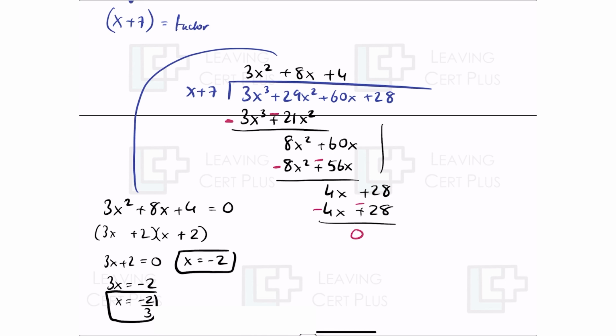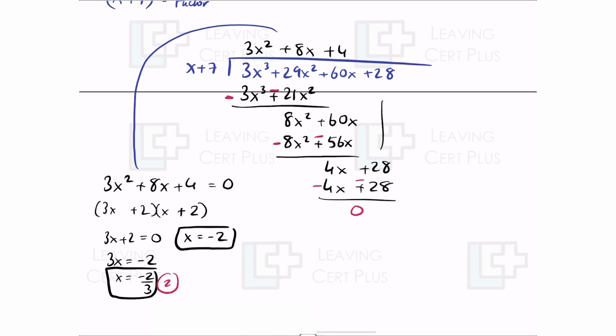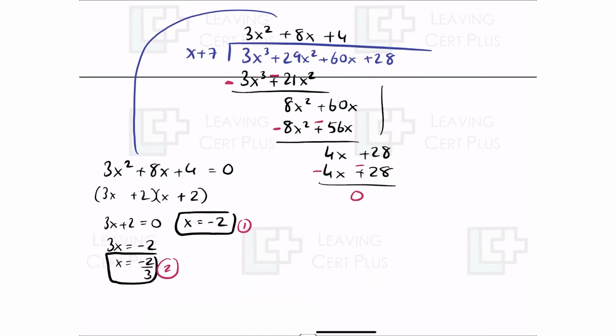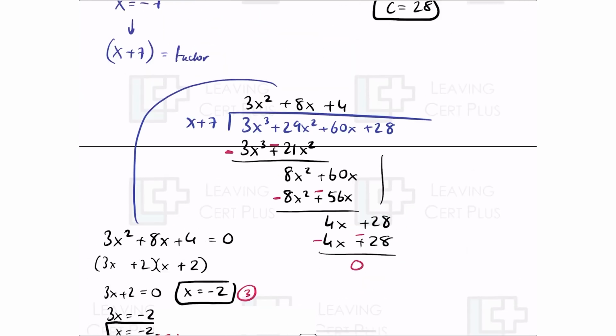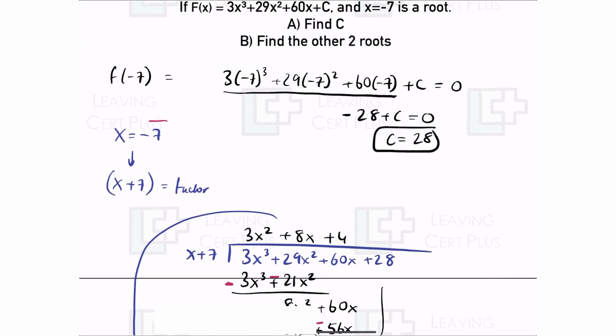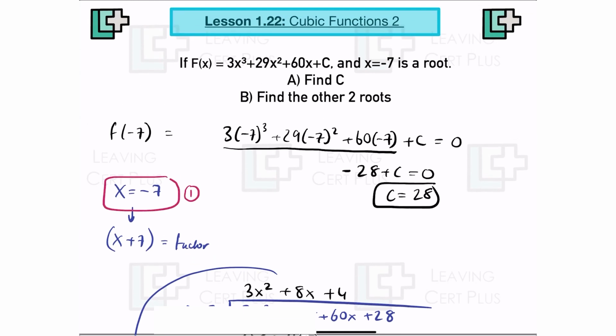So that's your third root. So root number 2, root number 1, or sorry, root number 3 we'll call that. And then our original one we can call 1. Okay, so that's root number 1 there. So there are 3 roots. We've also found c in that process.